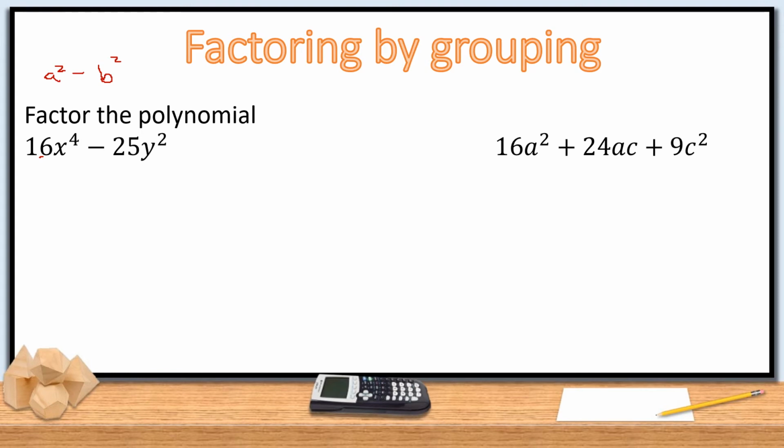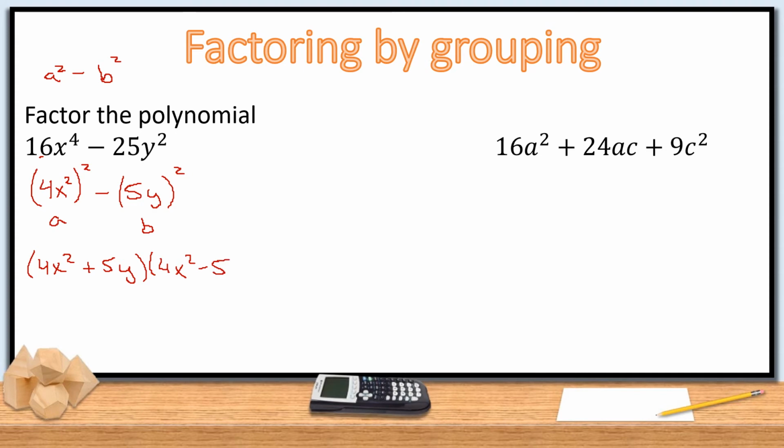So 16x to the 4, I can rewrite that as (4x squared) all to be squared. So that means 4x squared is my a value, minus 25y squared. So if I subtract (5y) to be squared, that makes 5y my b value. So you have to be able to rewrite your terms as something to be squared. And the whole thing has to be to be squared. So then my factored form would be (4x squared + 5y)(4x squared - 5y). So yeah, see the difference there.